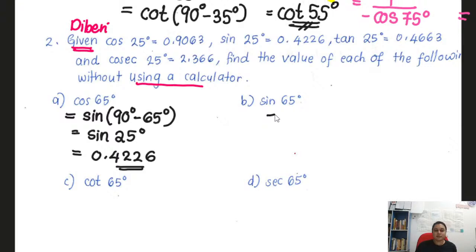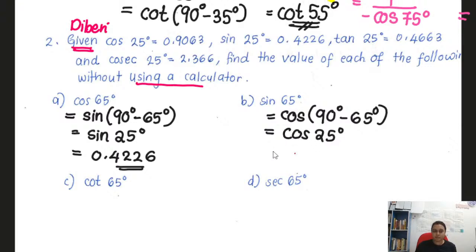Okay, B. Let's see who is the best friend. Siapa kawan baik untuk sin? Cos kan? Okay, so we tukar first to cos. Cos 90 tolak 65. Okay, then here will be cos 25. So, apakah nilai cos? What is the value of cos 25? 0.9063. So, you get your marks here. Okay, senang, betul tak? It's not too difficult, just must know the best friend only lah.